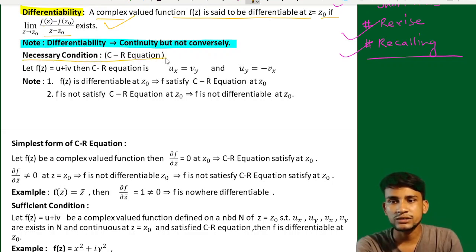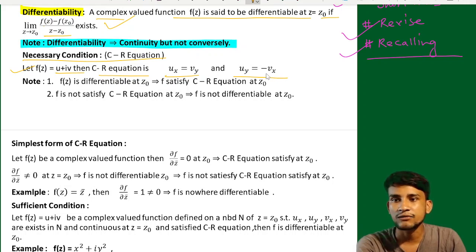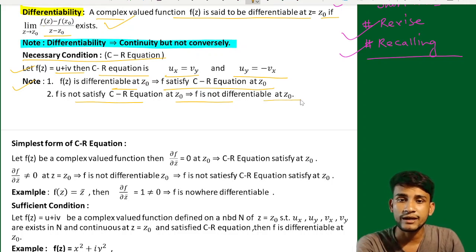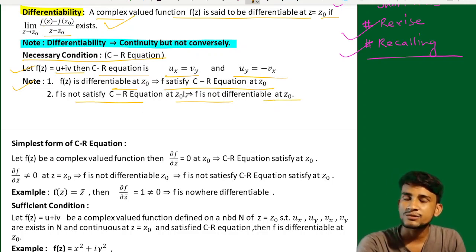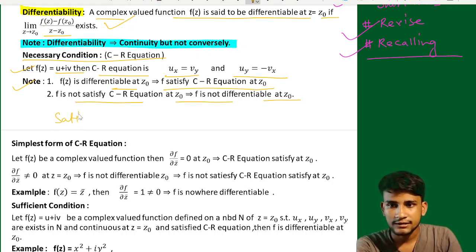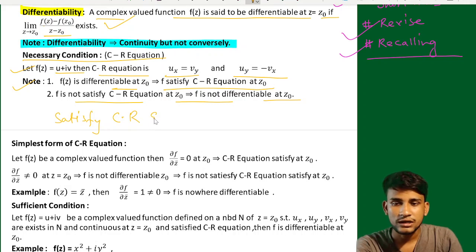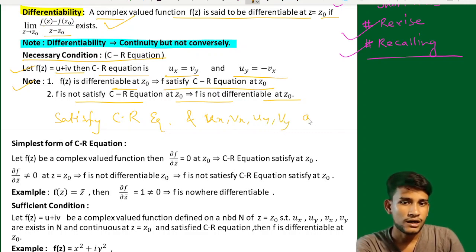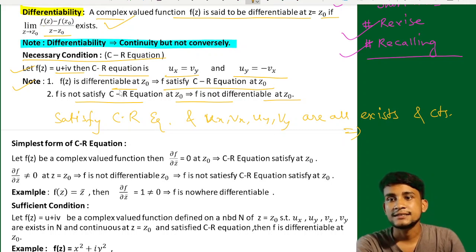So the necessary condition is the CR equation. Let f(z) equal u plus iota v, then the CR equations are ux equal to vy and uy equal to minus vx. An important note: if f(z) is differentiable at z0, then f satisfies the CR equation at z0, and if f does not satisfy the CR equation at z0, then f is not differentiable at z0. So differentiable implies satisfies the CR equation, but not conversely. There is also a result: if f satisfies the CR equation and ux, vx, uy, vy all exist and are continuous, then f is differentiable and analytic also.